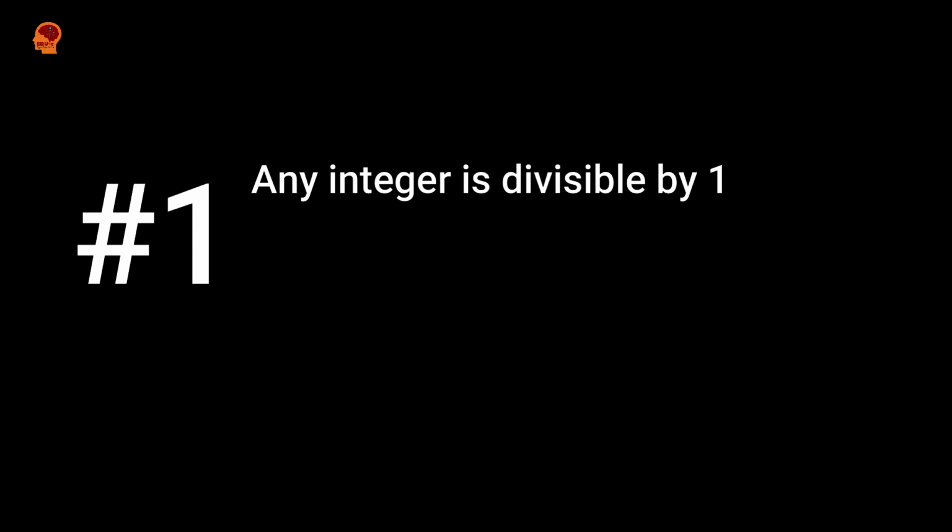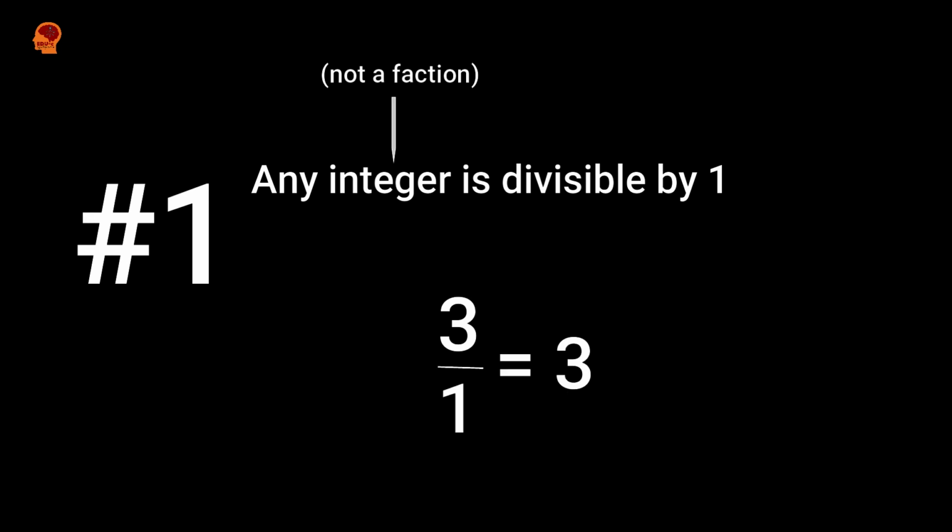Test for divisibility of 1. Any integer is divisible by 1. Any integer, apart from fractions. Any number is divisible by 1. That's very simple. So 3 divided by 1 gives you 3. 4 divided by 1 gives you what? 4. 3 and 4 are both whole numbers. So that's how to test for divisibility of 1.